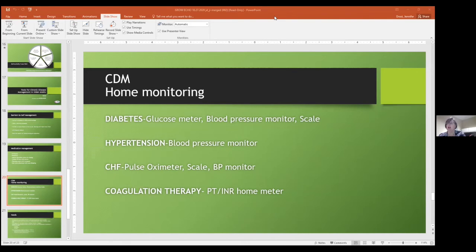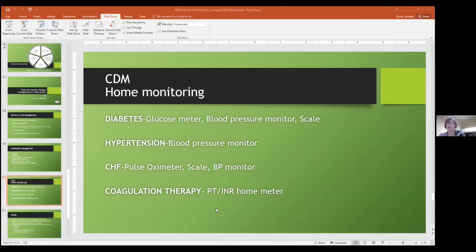And then coagulation therapy. A lot of people with CHF also have atrial fib, and they're on Coumadin, and they need their PT-INR, and there are home monitors for that. All of these require a lot of teaching for the patients, and some dexterity, but it really gives them independence, and they're not running back and forth to the hospital. Many of these monitors and meters can be hooked up to computers, and all the monitors and even the scales can send things remotely to the providers.